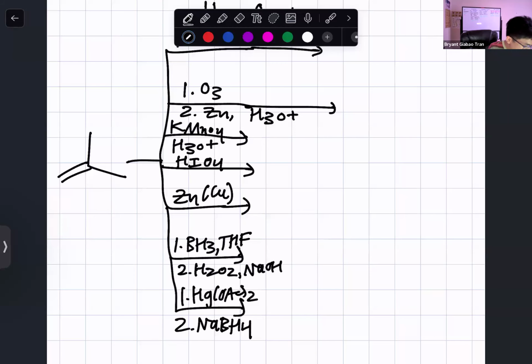Like which one's more stable? Alkene more substituted. Oh yeah, this reaction here. Electrophilic addition of HX. We went over that last time. Addition with Markovnikov's rule, more substituted, less substituted.